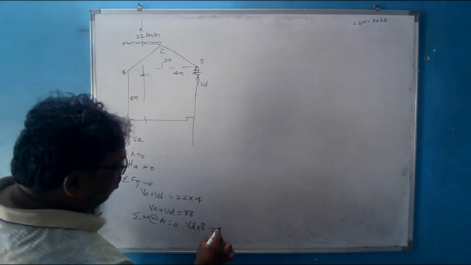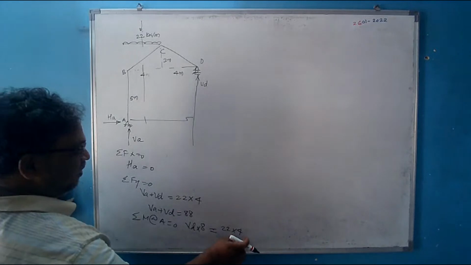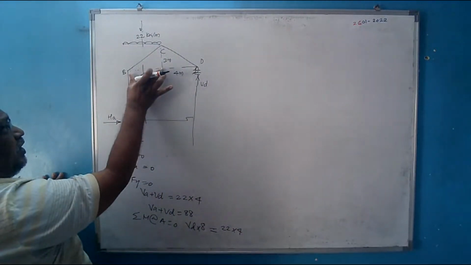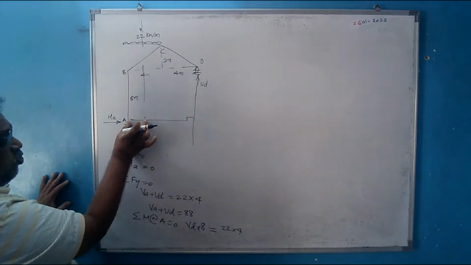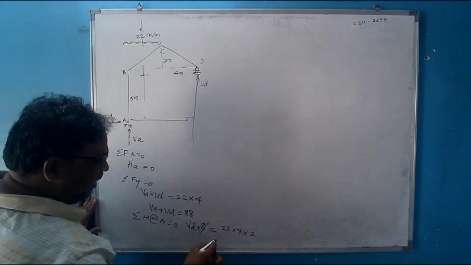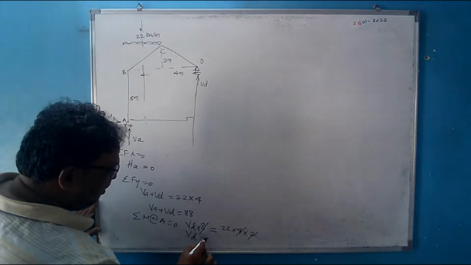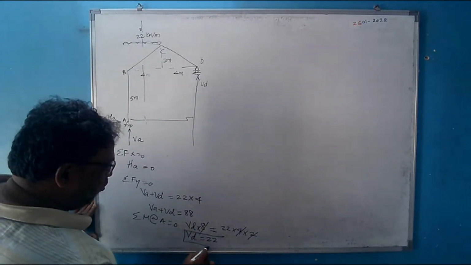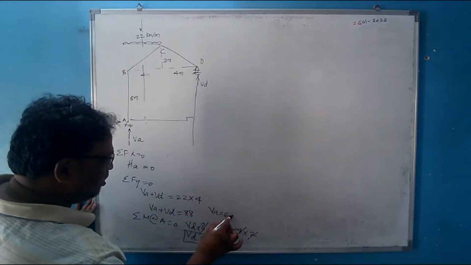It is 22 multiplied by 4, the intensity of load multiplied by the span. So that is the concentrated load, and since the span is 4 meters, it will act at half of that, at a 2 meter distance. So multiplied by 2, 88, and 4 and 4 will get cancelled. So it means that VD will be equal to 22. If VD is equal to 22 kilonewton, put this value here and you will get VA is equal to 66.